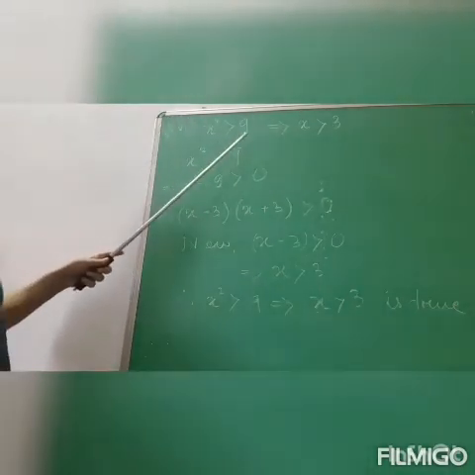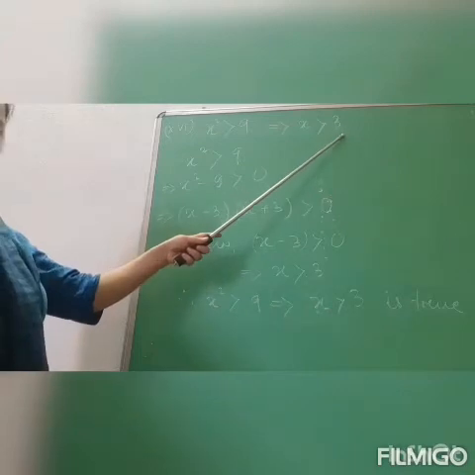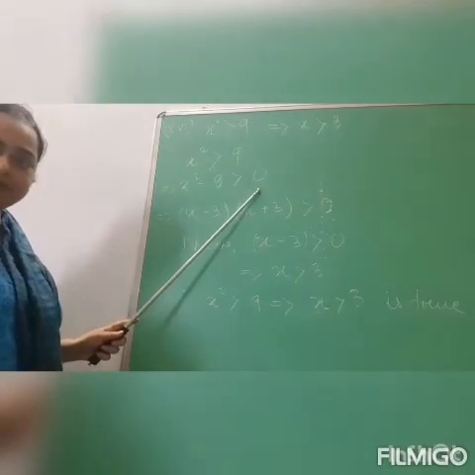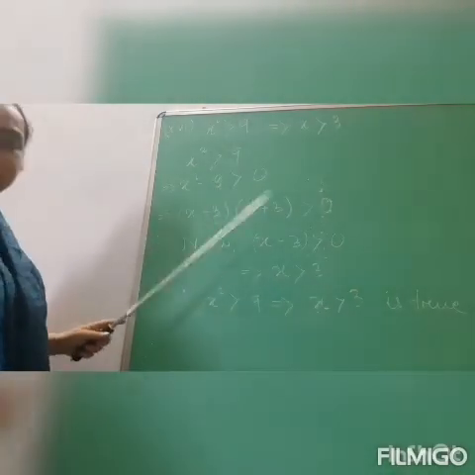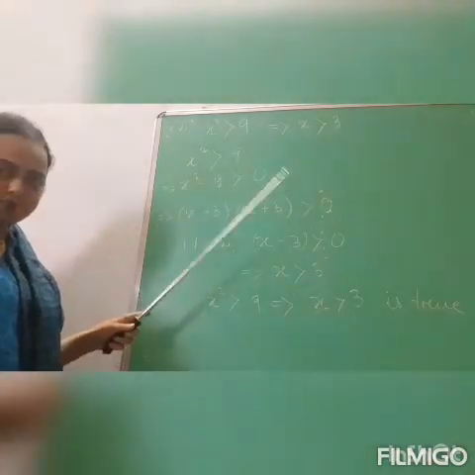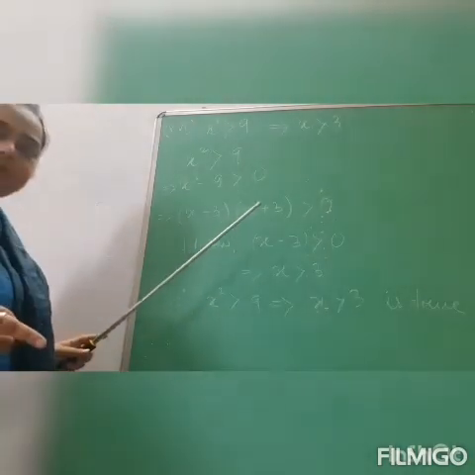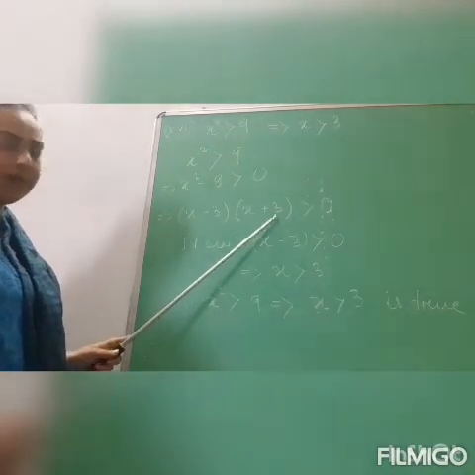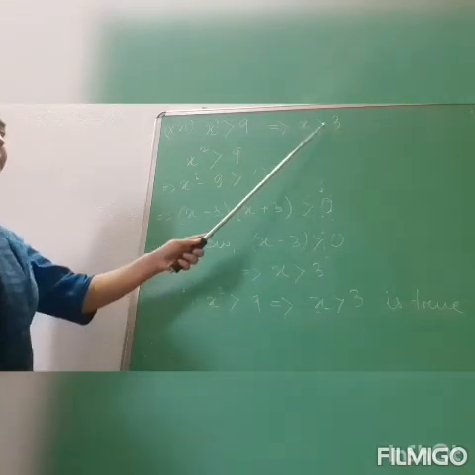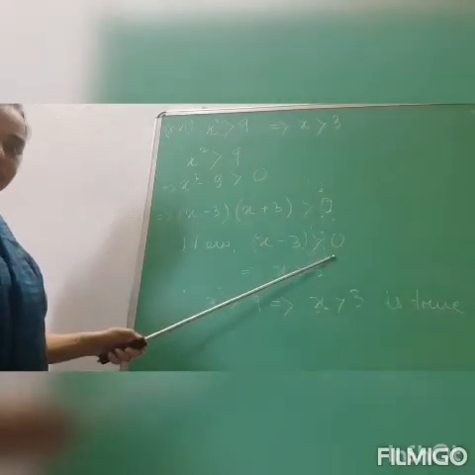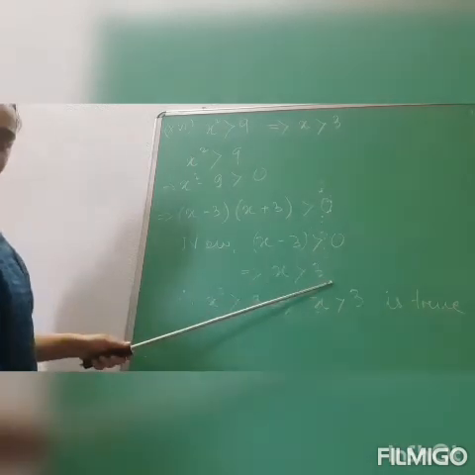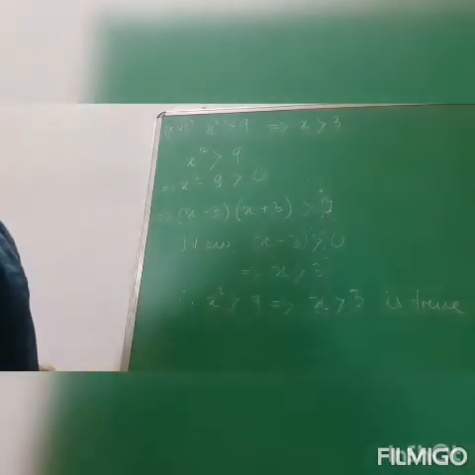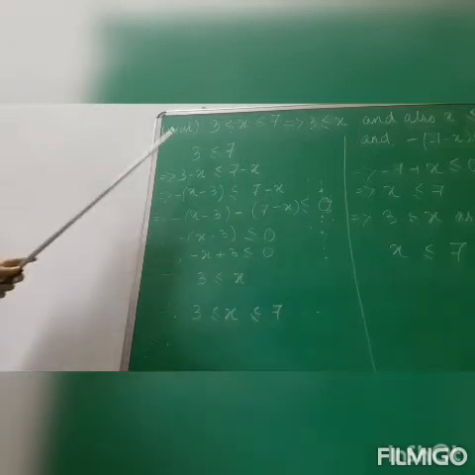See here, x² greater than 9 implies x is greater than 3. Now see, x² greater than 9 means I can write here x² minus 9 greater than 0. So x² minus 9 means what? a² minus b². In place of 9 I can write 3². So I'll get here a² minus b² means (a minus b) into (a plus b). So (x minus 3) into (x plus 3) greater than 0. Now I need here x is greater than 3. So I will consider this x minus 3 greater than 0. So I get x is greater than 3. Therefore, if x² greater than 9, which implies x is greater than 3, is true. Okay.